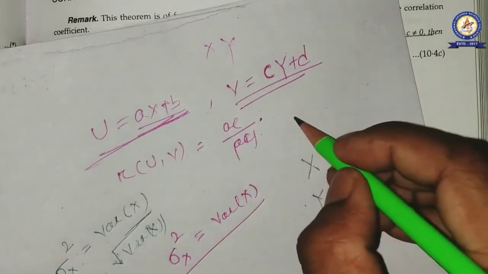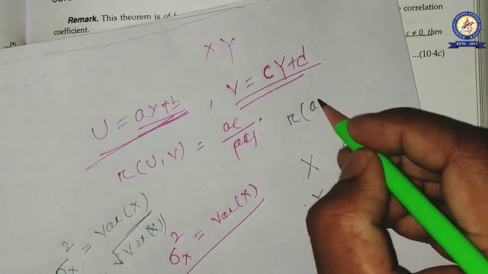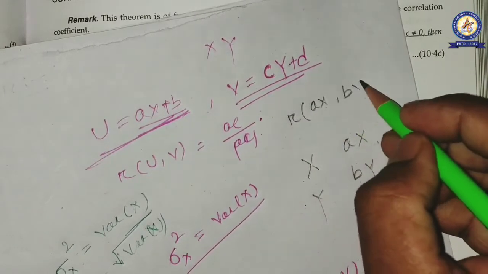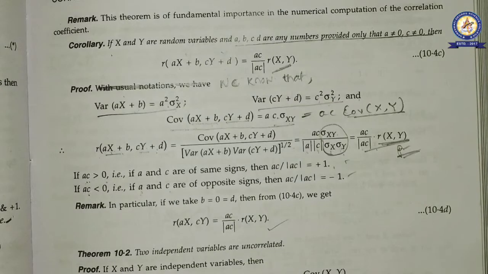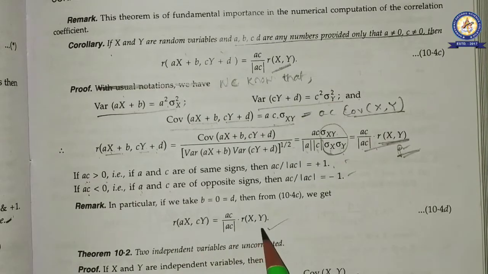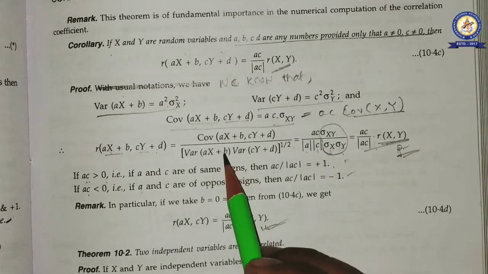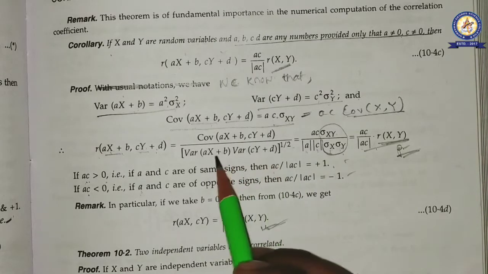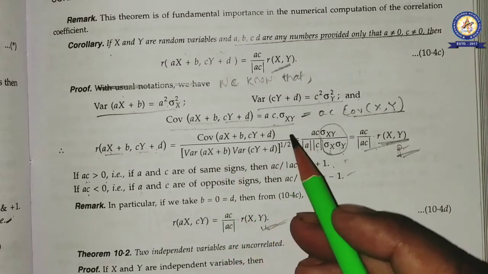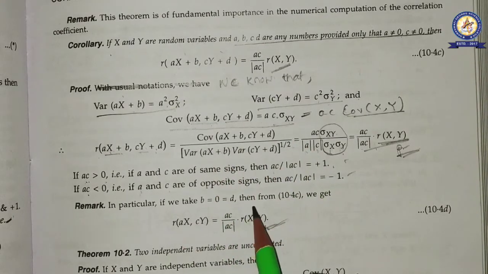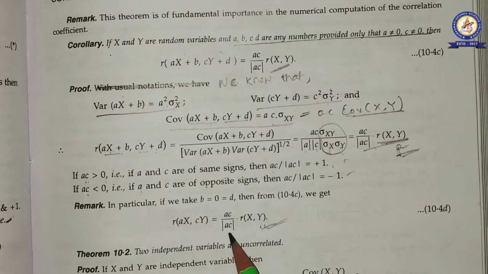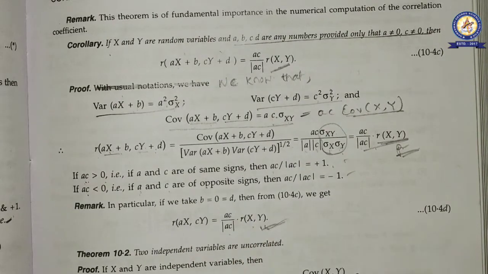So the correlation coefficient of ax and by, if we consider it, we are also going to get the same answer, because you can see that whatever constants b and d have been added have no effect. So here we also get ac by ac modulus into the correlation coefficient of xy.